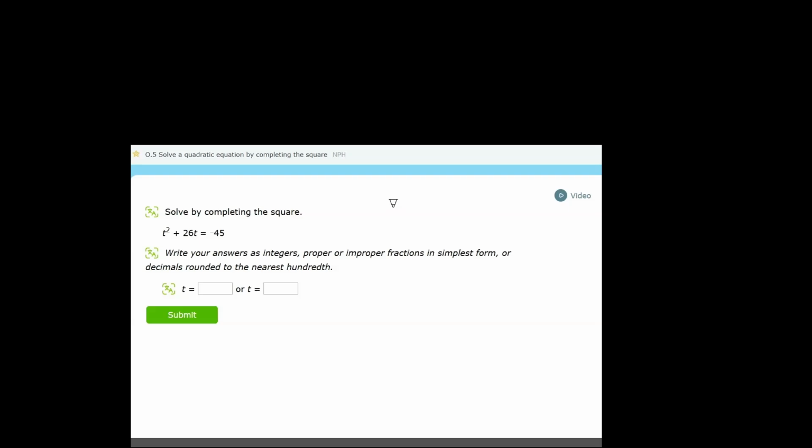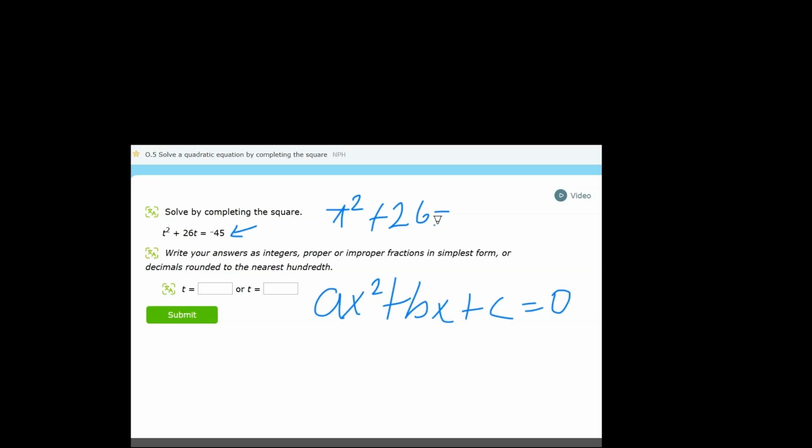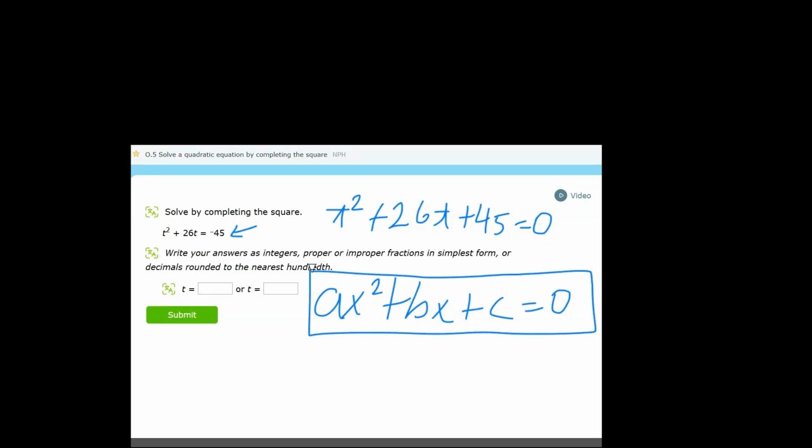Here's another problem. Again, think back to our quadratic equation form. ax squared plus bx plus c equals 0. Well, in our problem here, we have a negative 45 instead of a 0. Is there something that I can do to make it a 0 on this side? I sure can. I can add 45 on both sides. So I can change my equation to t squared plus 26t plus 45 equals 0. Now I can use my quadratic formula because it fits my quadratic equation form.